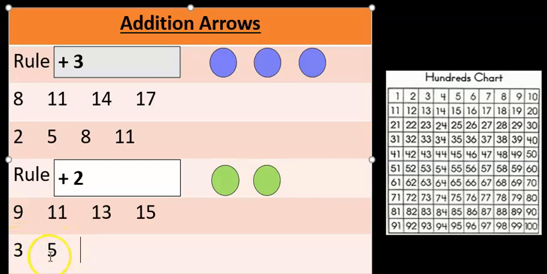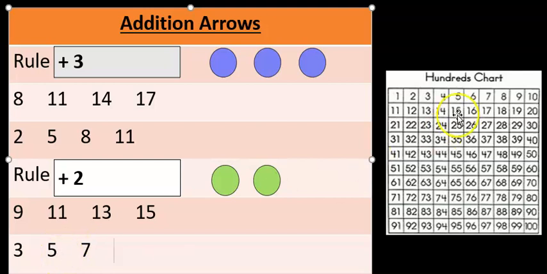We come here now to 5. We're now going to add 5 plus 2. We're going to use these green circles to help us. Now first graders, count with Mr. Begay from number 5. Watch. Count with me. 5, 6, 7. So our answer here is going to be 7.